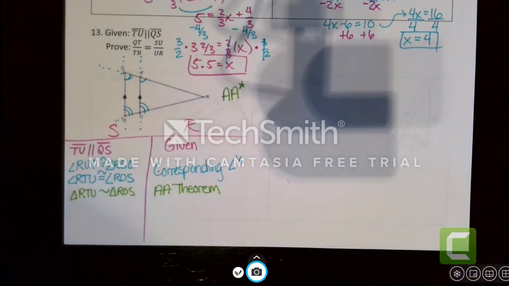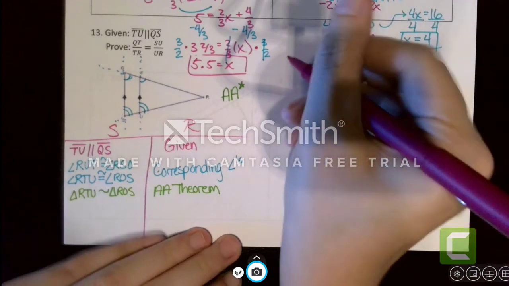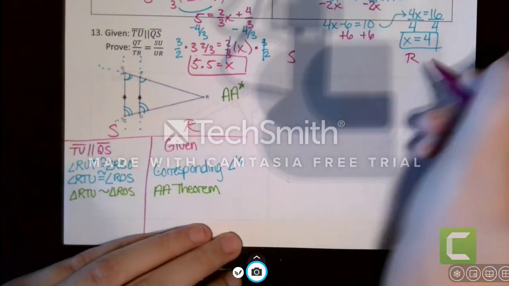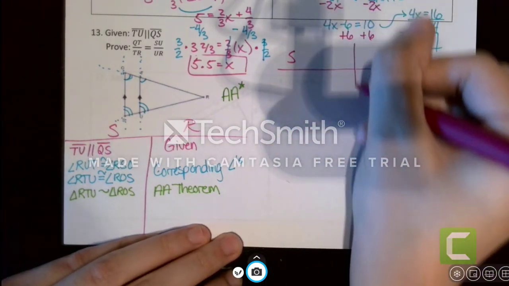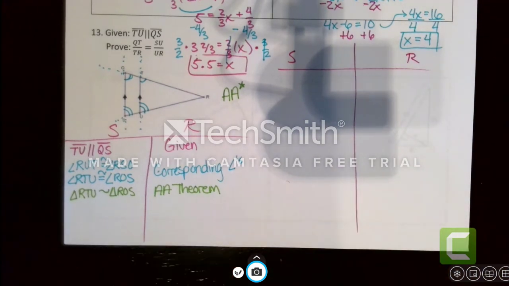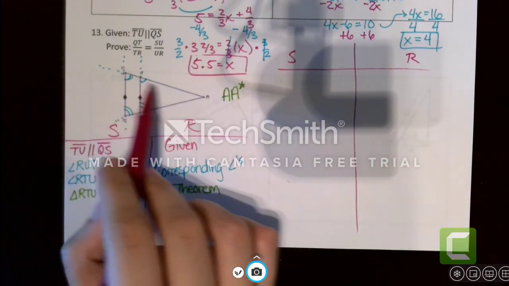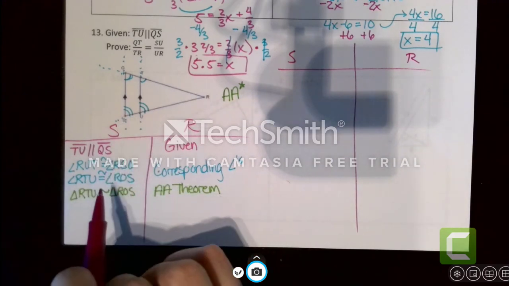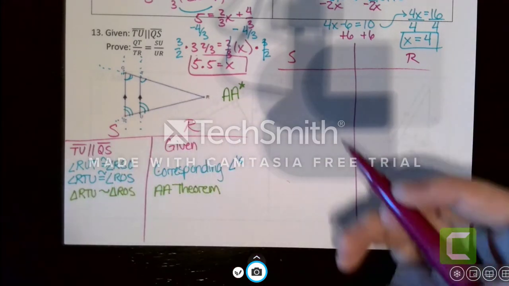Now that we've proven similarity, we need to take a look at the proportions in these triangles. So I'm going to redraw my statements and reasons chart to the right to give myself a little bit more room. And I'm going to take a look at the proportions. Well, I can see that we need to keep it on the same side.